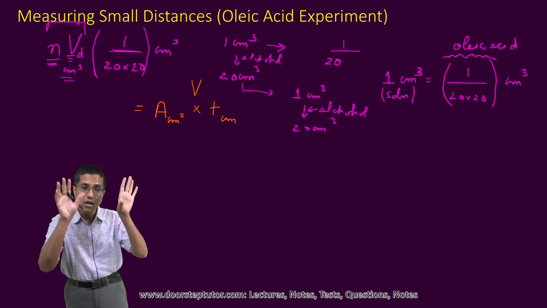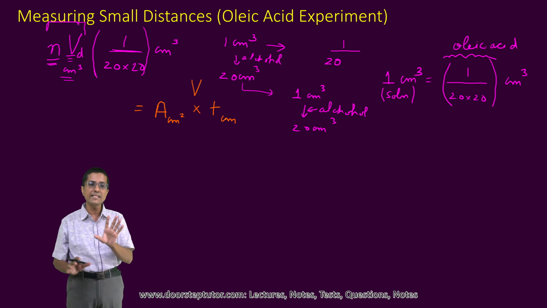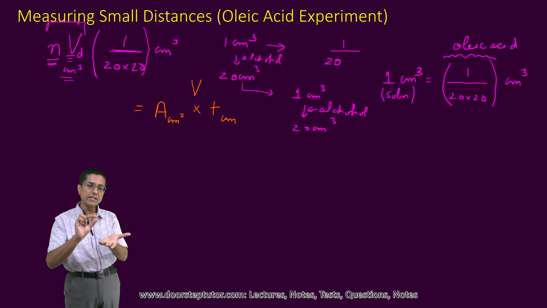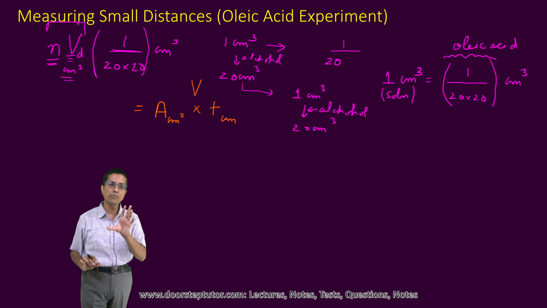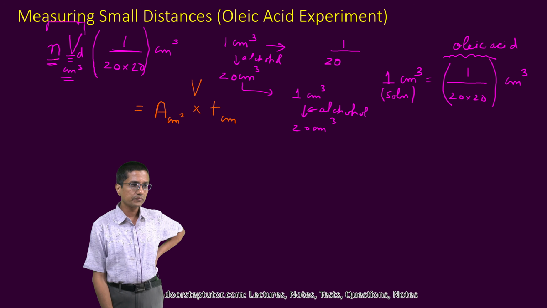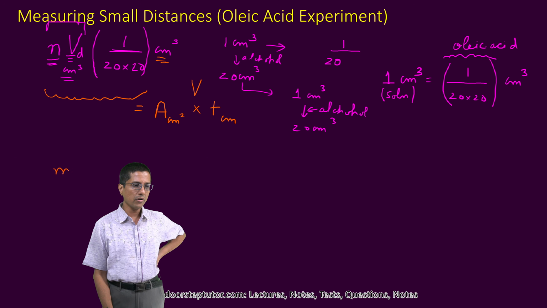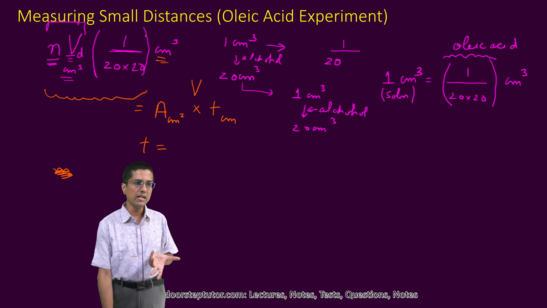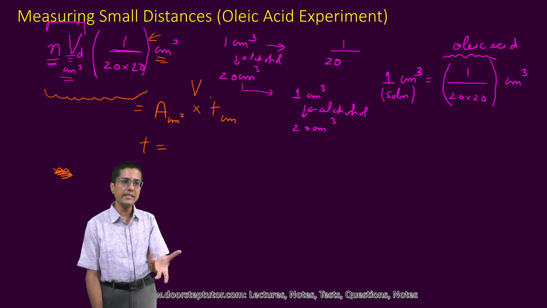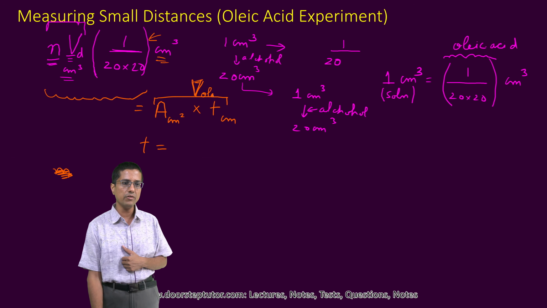The ultimate objective of this experiment is to come up with the thickness of the layer of oleic acid, and at the same time the length of an oleic acid molecule. So now I know everything on this side, and the dimensions here are actually centimeter cube. So I can then finally write T is equal to, these two quantities have to be equal, because this is the volume of oleic acid. In the experiment also, this entire thing is the volume of the oleic acid.